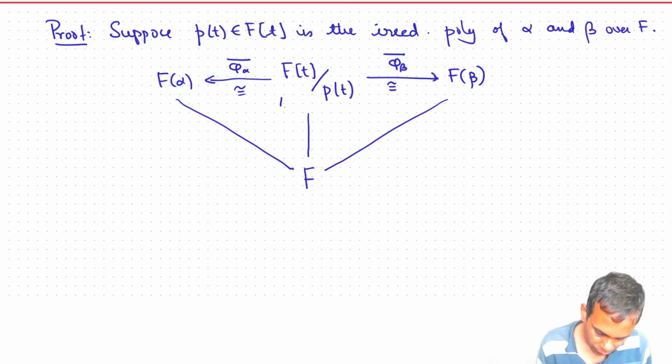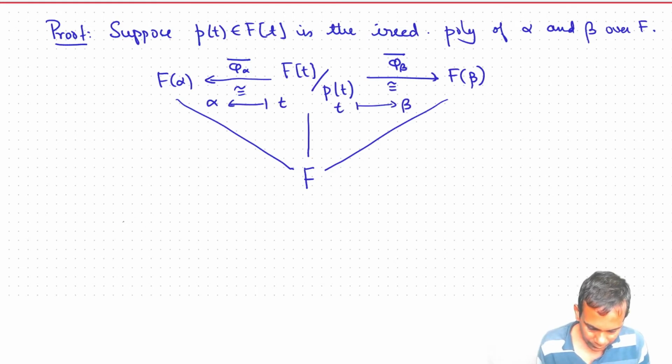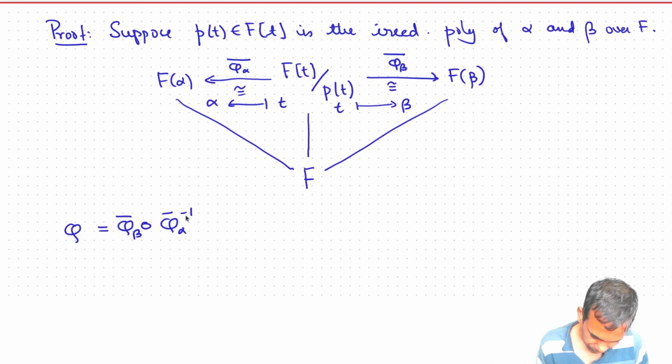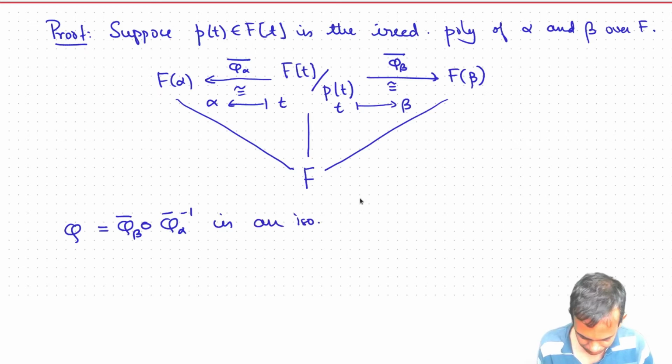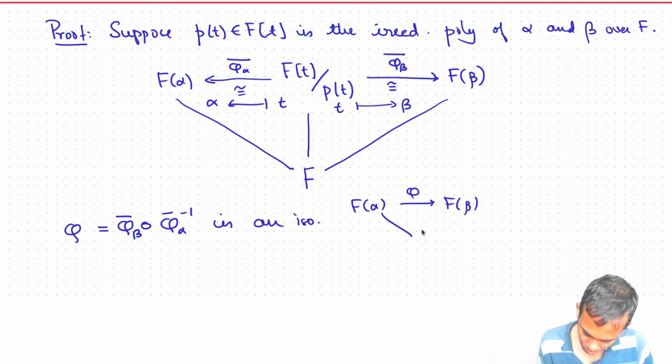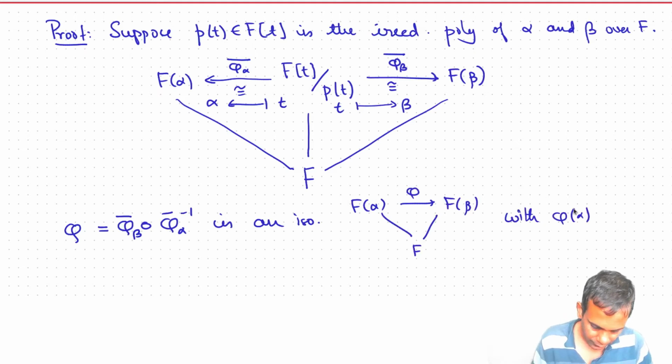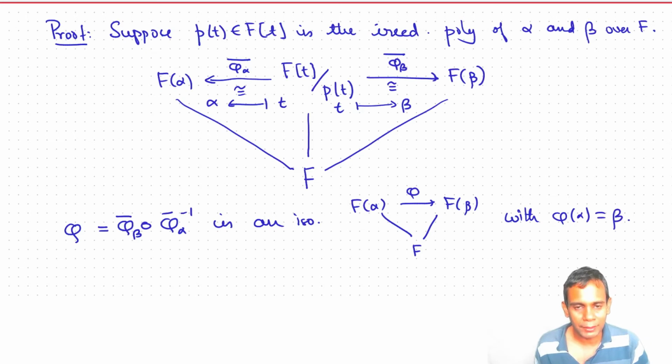And under this isomorphism, T goes to alpha. Under this isomorphism, T goes to beta. And so now if you take phi beta bar circle phi alpha bar inverse, then this is an isomorphism from F(alpha) to F(beta) over F, with alpha going to T, T going to beta, equal to beta. So that proves one way.